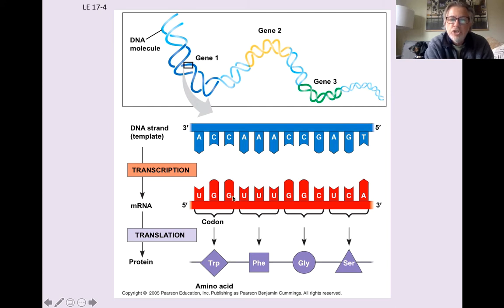And the UGG codon will tell the ribosome to put a tryptophan there. The UUU codon will say put a phenylalanine next in the polypeptide chain. The GGC codon will say put a glycine next, and the UCA will say put a serine next. That is how the genetic code works.